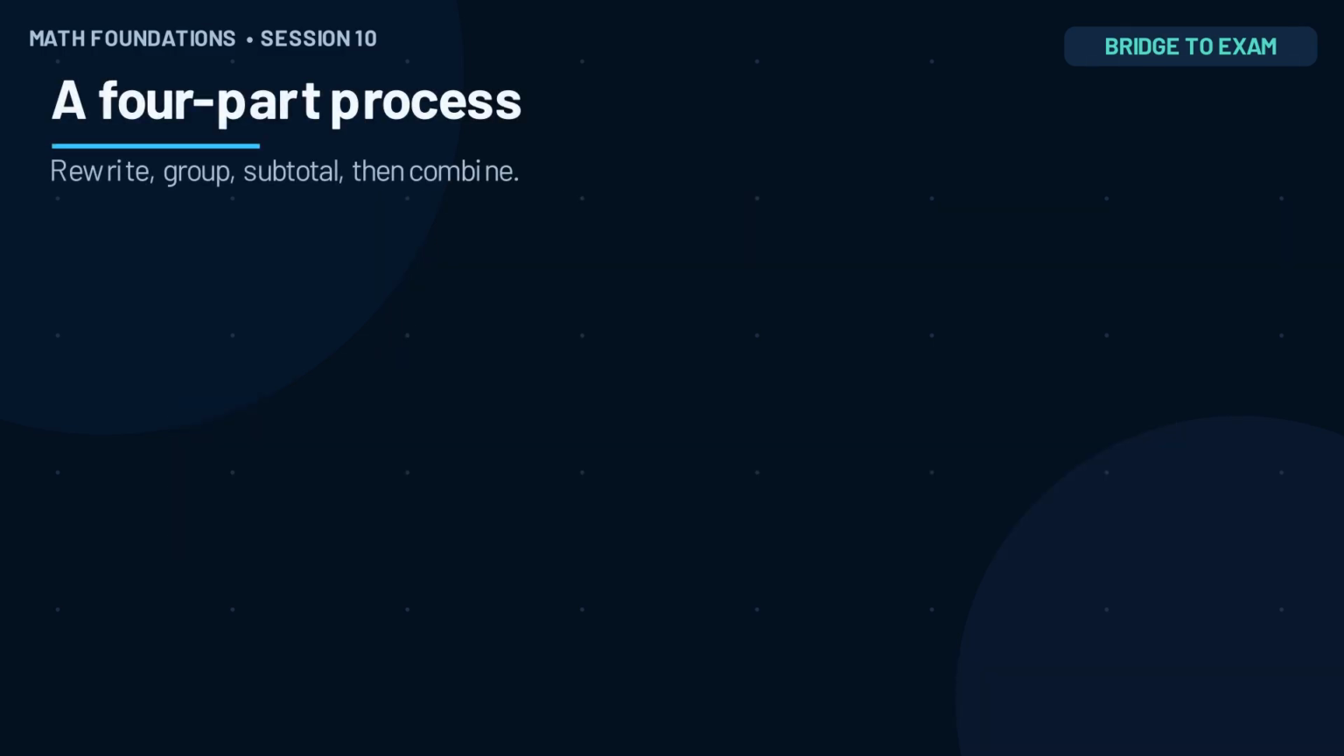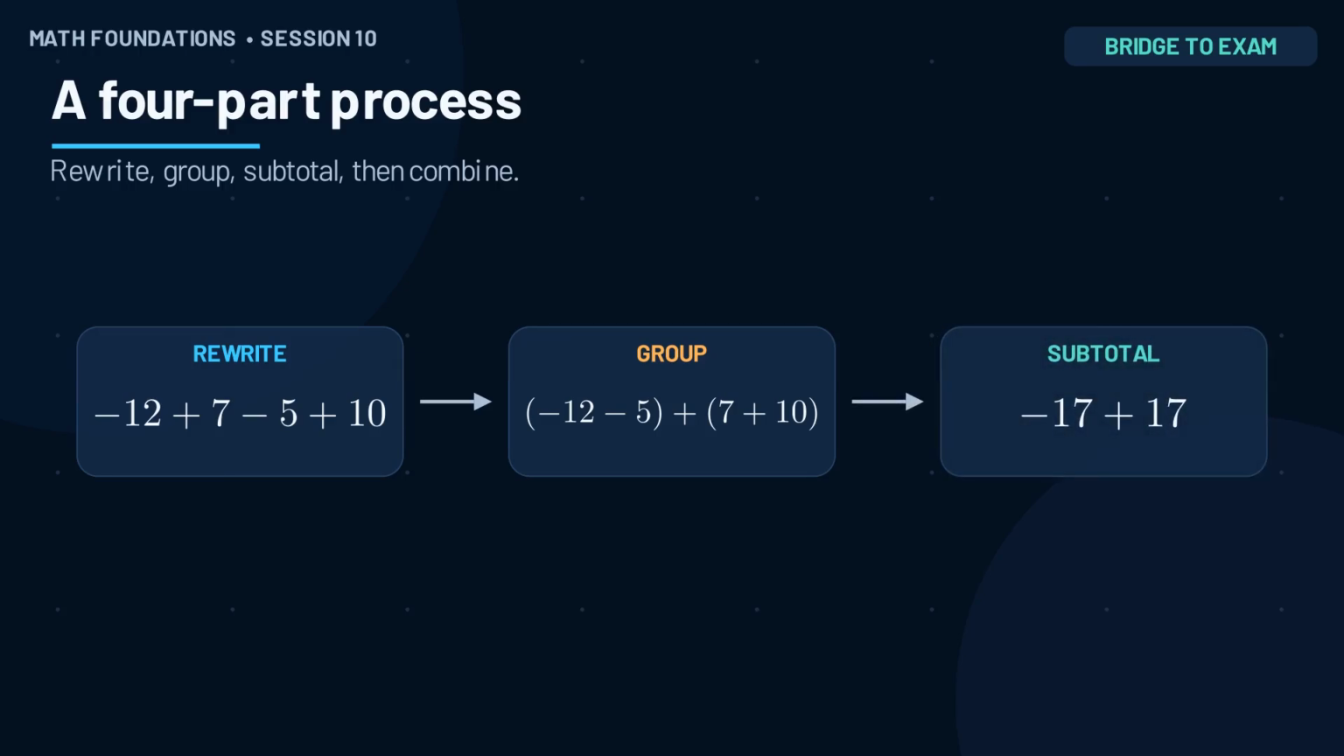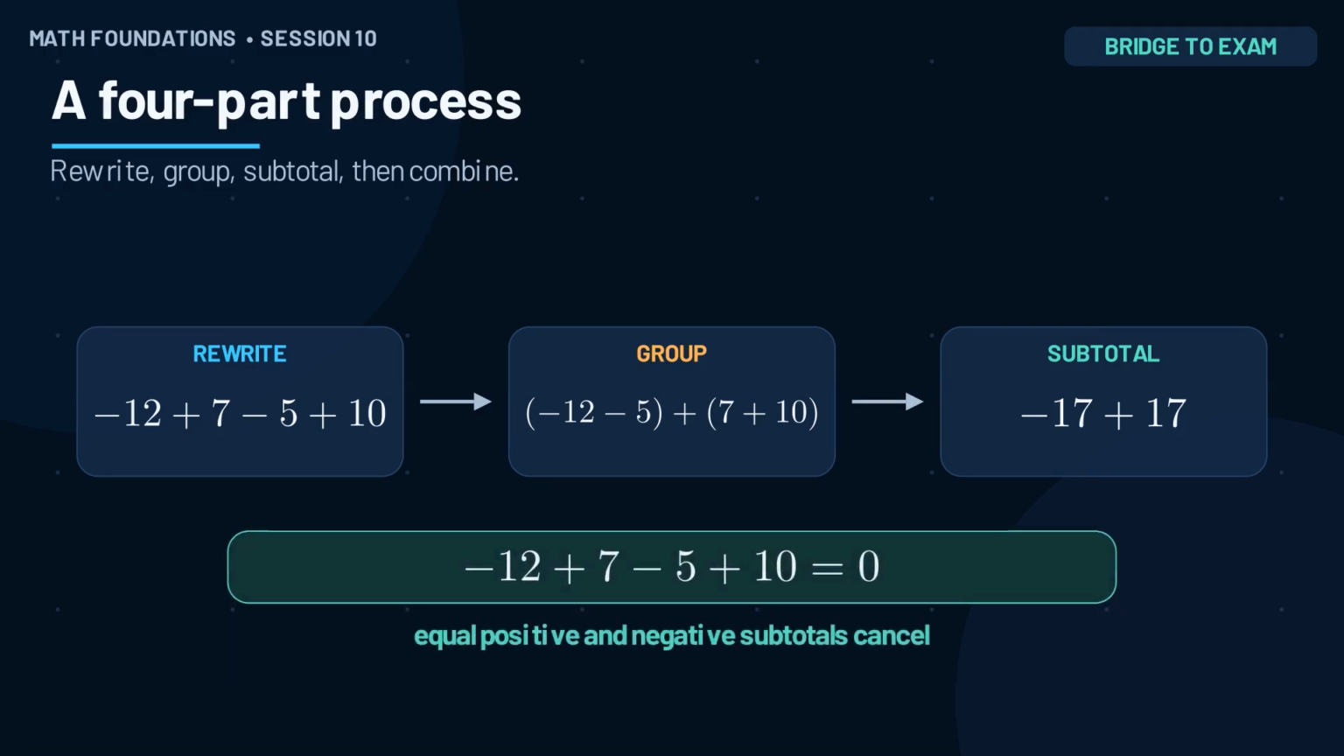Use a four-part process. First, rewrite every subtraction as addition of the opposite. Second, group positive terms and negative terms. Third, calculate each subtotal. Finally, combine the two subtotals using the different sign rule. In negative 12 plus 7 minus 5 plus 10, rewrite minus 5 as plus negative 5. The positives total 17, the negatives total negative 17, so the expression equals 0.